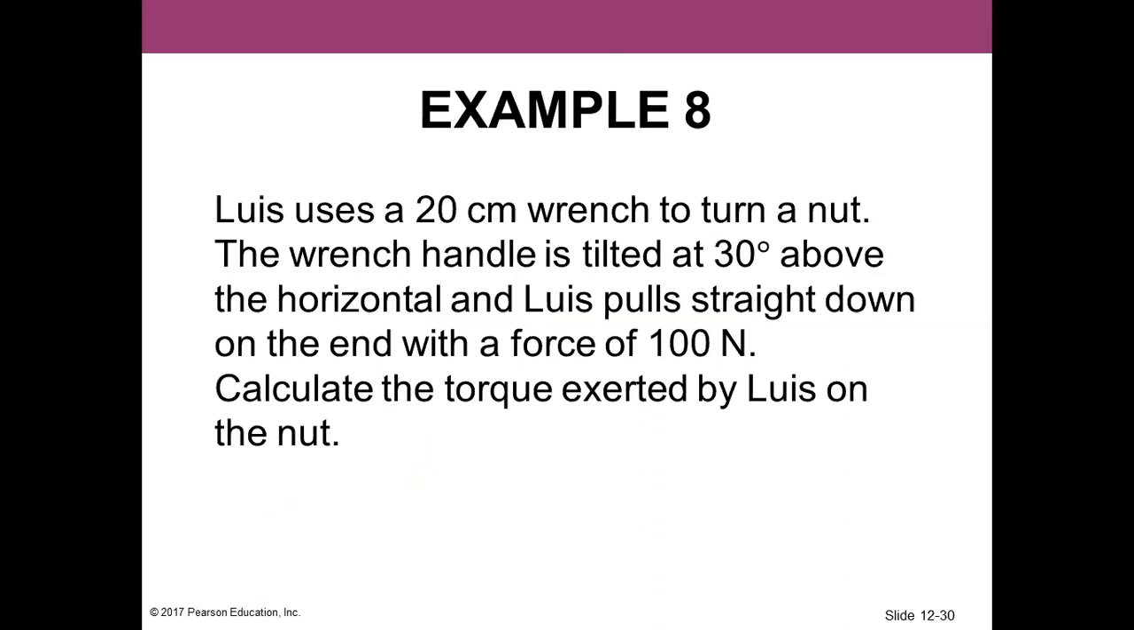Let's consider example number 8. Lewis uses a 20 centimeter wrench to turn a nut. The wrench handle is tilted at 30 degrees above the horizontal, and Lewis pulls straight down on the end with a force of 100 newtons. We need to calculate the torque exerted by Lewis on the nut.